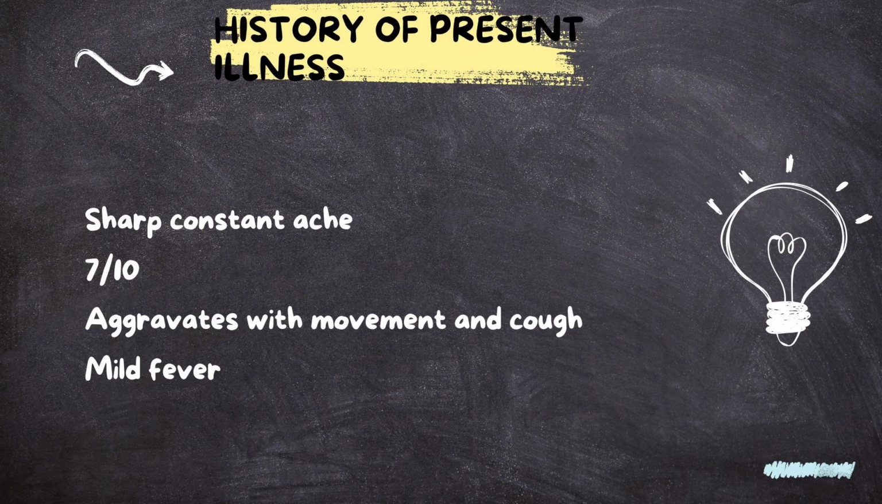History and symptoms. The patient describes the pain as a sharp, constant ache. On a pain scale of 1 to 10, he rates it as 7. He also notes that movement and coughing aggravate the pain. No history of recent illness, but he mentions a mild fever since the pain started.